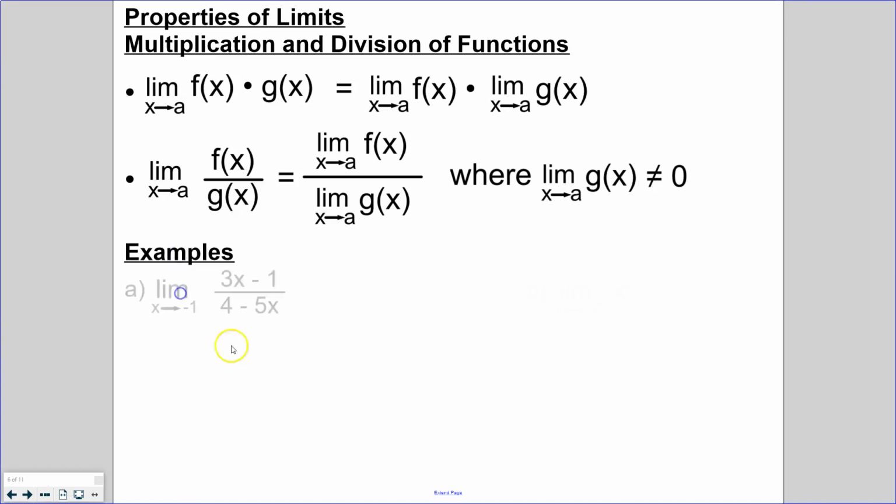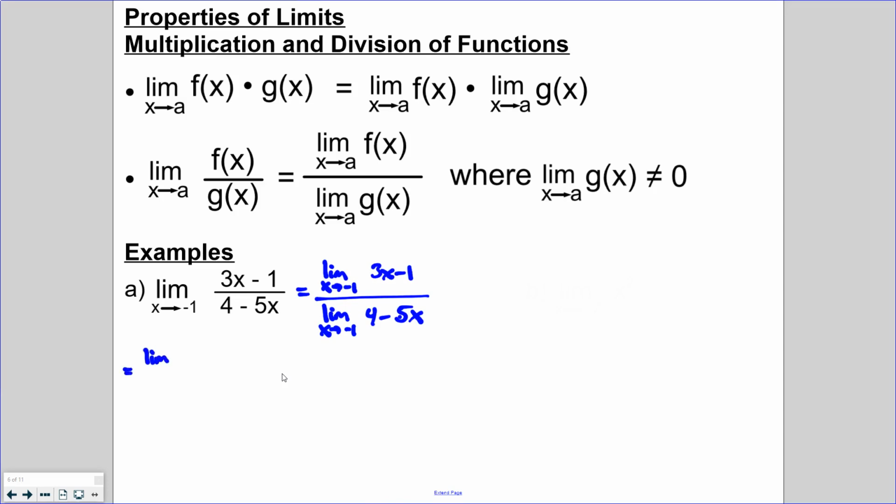All right, so let's look at some examples. Our first example here is the limit as x approaches -1 of 3x minus 1 over 4 minus 5x. Based on what we were just given, we can break this apart to be the limit of the numerator over the limit of the denominator. And then from there, we can break apart the subtraction in the numerator and the subtraction in the denominator.